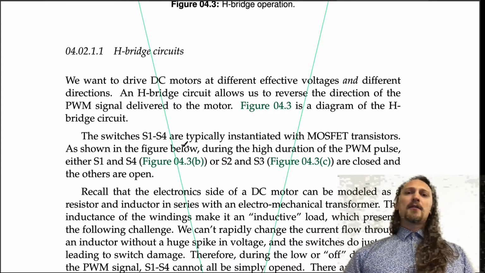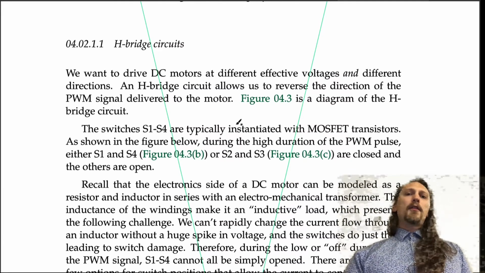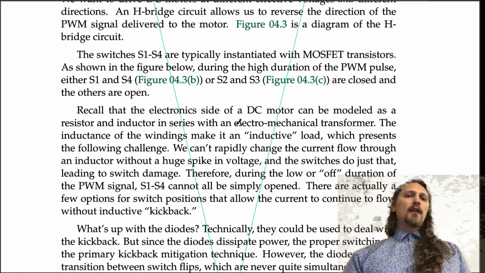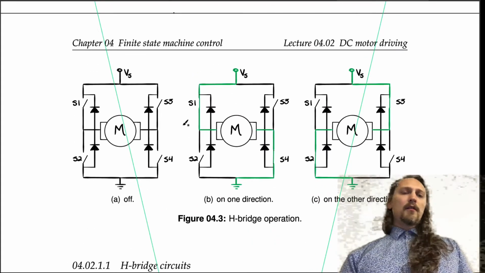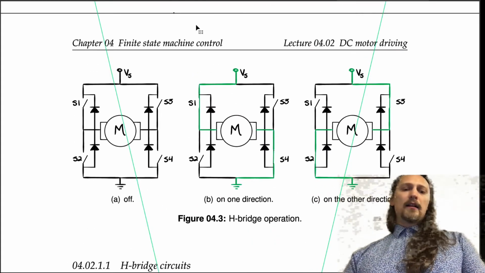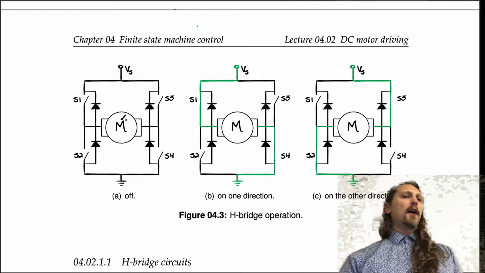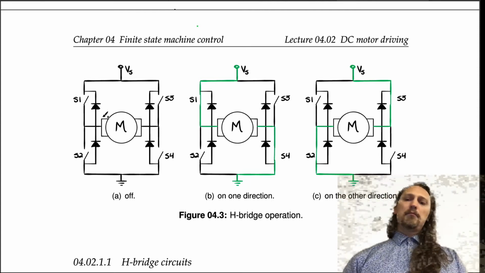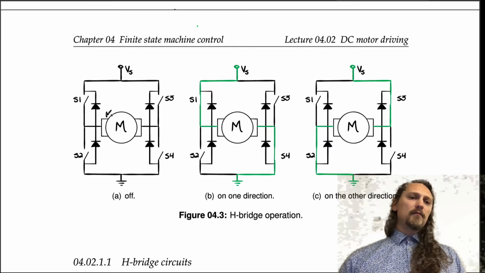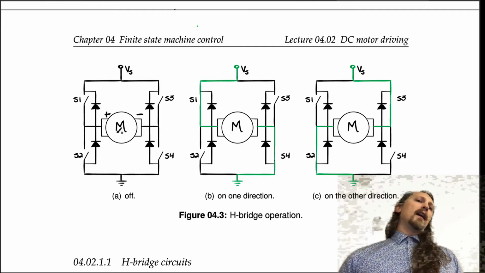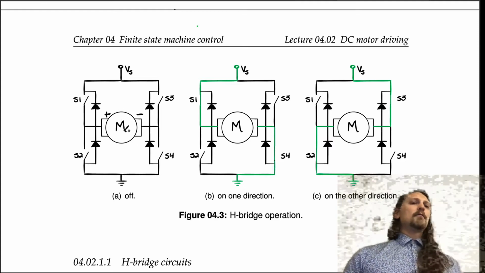An H-bridge circuit allows us to reverse the direction of the PWM signal delivered to the motor. Figure 4.3 is a diagram of the H-bridge circuit. So, it's up here. So, the idea is, the green lines went away. You've got your motor here, and it's got, say, plus and minus terminals, and if you put voltage across that direction, then it rotates in a certain direction.